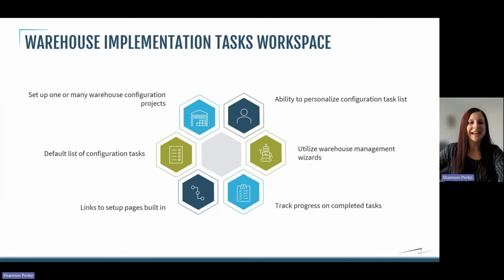So the star of our show today is going to be the Warehouse Implementation Tasks workspace. This is a relatively new feature added in F&O that gives us a lot of flexibility to track all of our tasks needed to set up a new advanced warehouse right within our ERP. It's a one-stop shop for performing those configuration tasks and also marking them off of our to-do list. We're going to dive into each of these elements in more detail throughout this presentation, but this gives us a really good high-level overview of everything that this workspace can offer us.